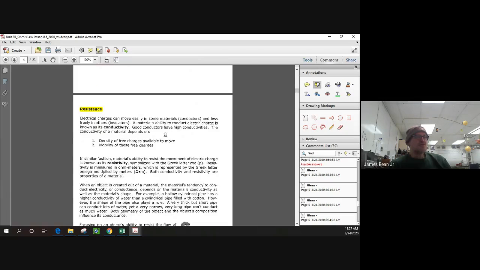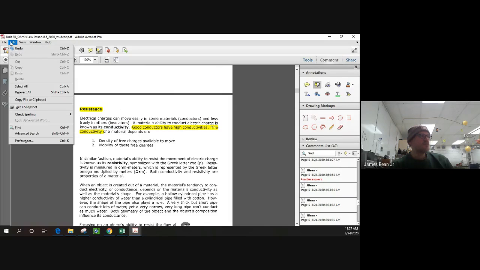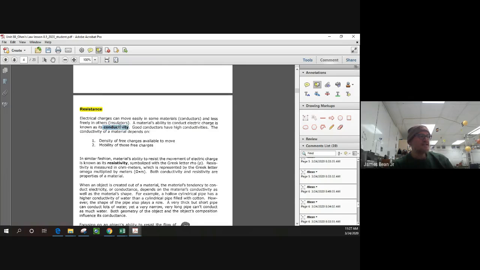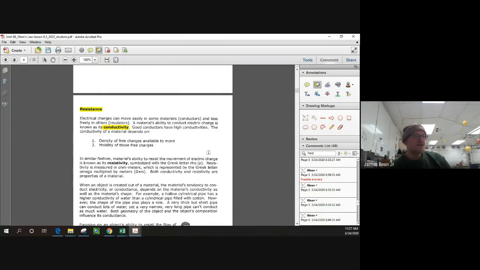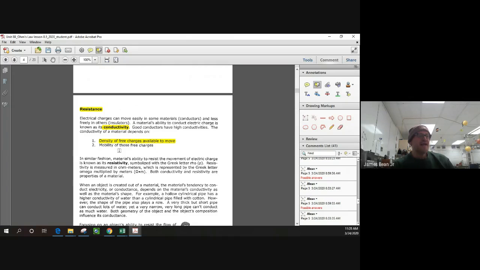So electrical charges can move easily in some materials, which are called conductors, and less freely in others, which are called insulators. The material's ability to conduct electric charge is known as conductivity. And good conductors have high conductivities. The conductivity of a material depends on several factors: the density of free charges available to move and the mobility of these charges as well.